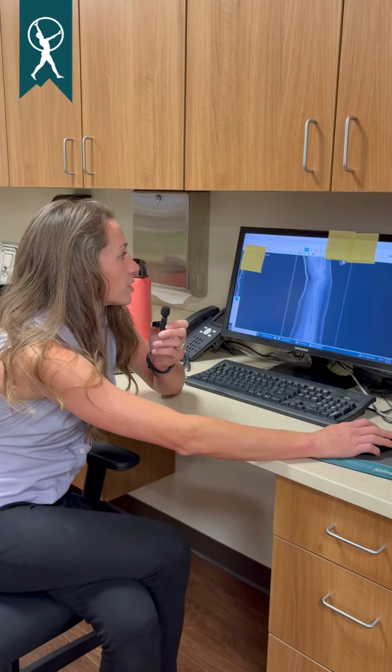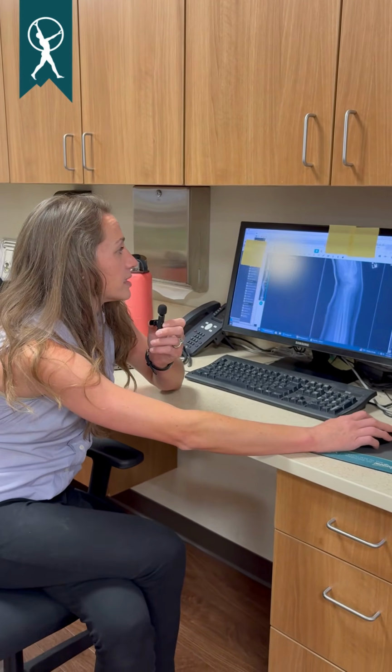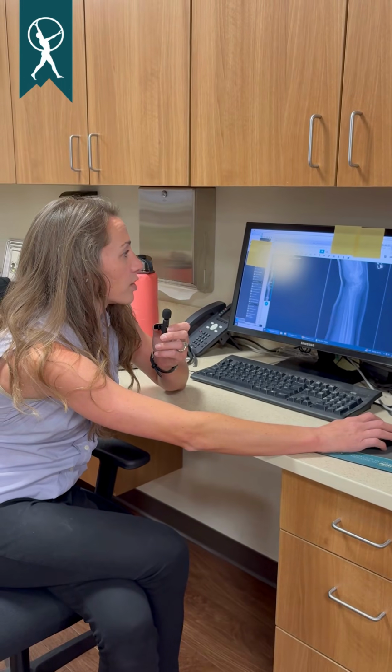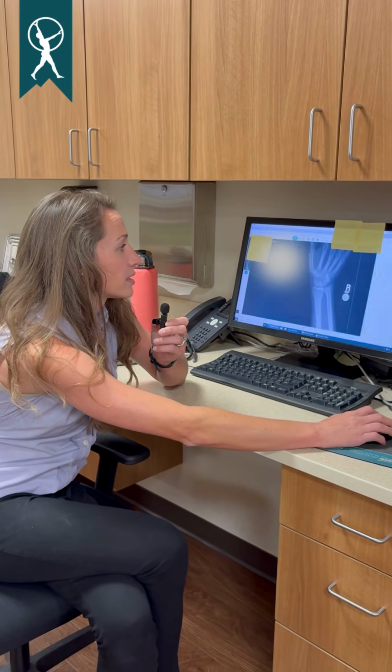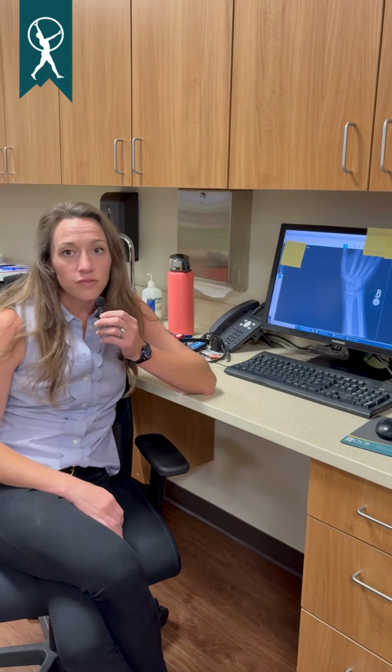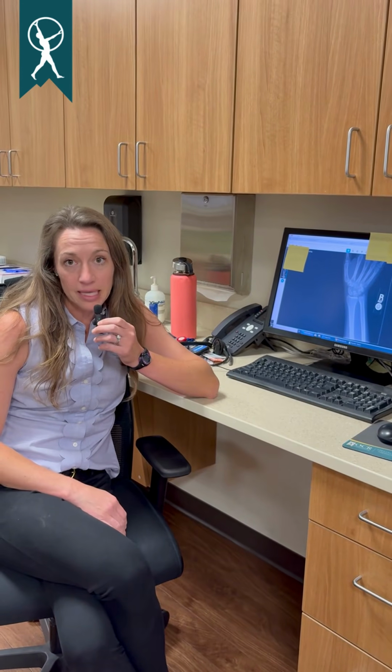Another example of a fracture is the scaphoid fracture. This is another type of fracture which can occur in both young and old patients. This one occurred in a 19-year-old female who fell while on a skateboard.